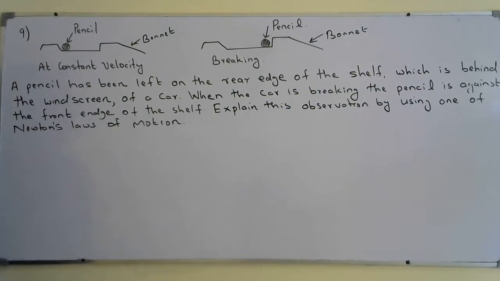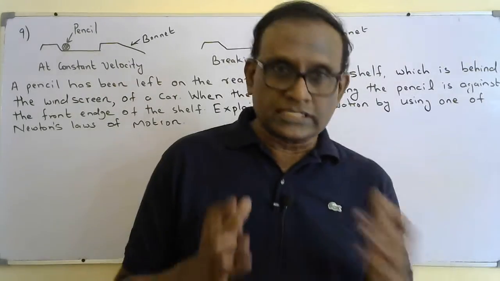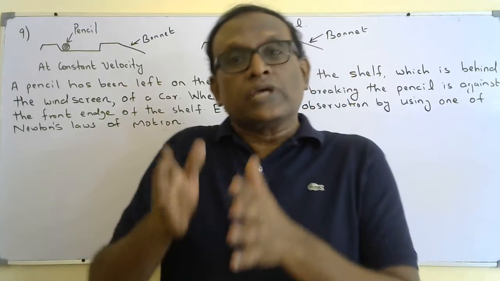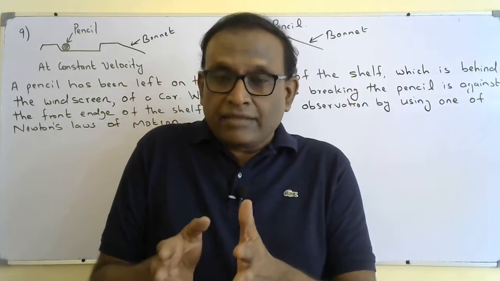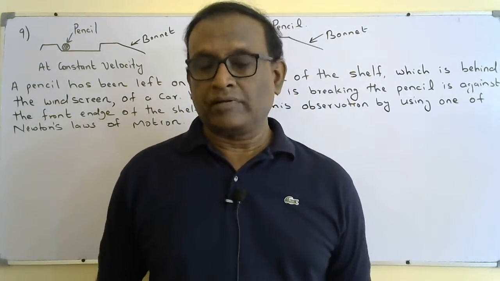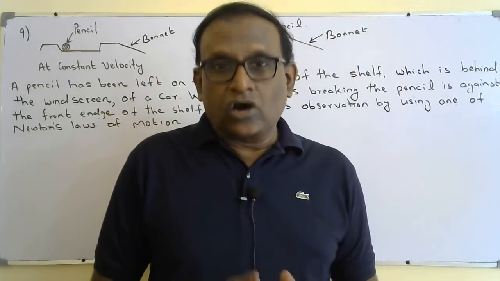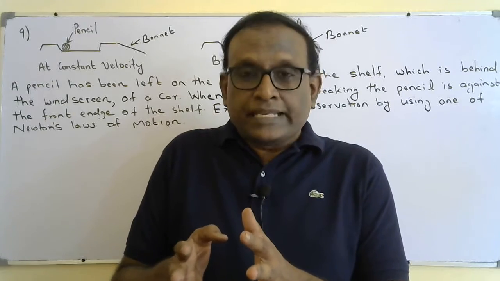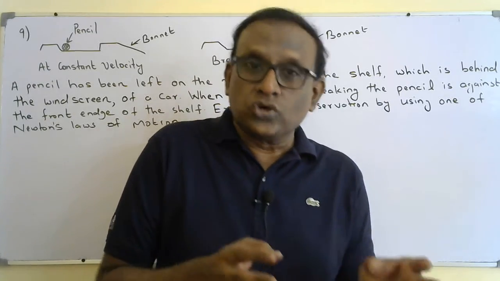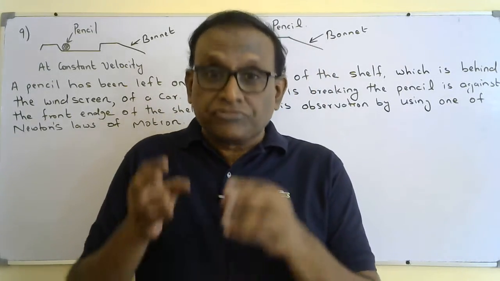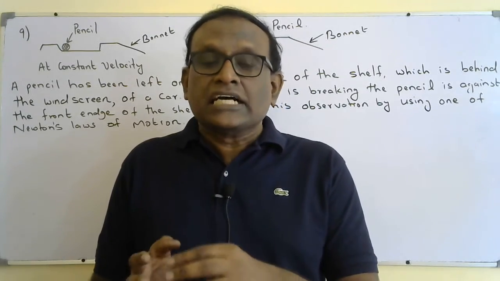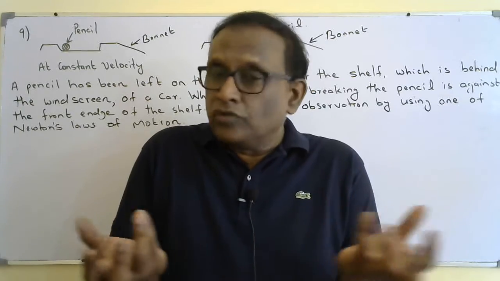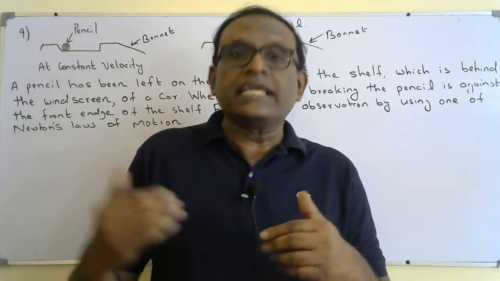Okay, so how to explain? We can say when the car is moving at constant velocity, the pencil is at the rear edge, so it also will move at the same velocity as the car, right? When the car brakes, the pencil won't experience any opposing force to slow down. Therefore, according to Newton's first law, the pencil will continue to move in the same direction. Why? The pencil has no further force to oppose its motion.